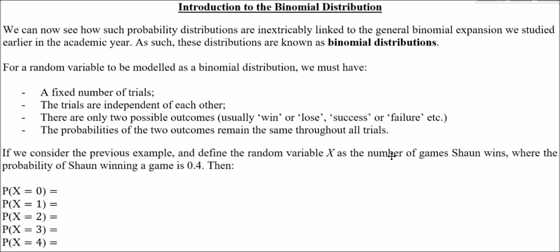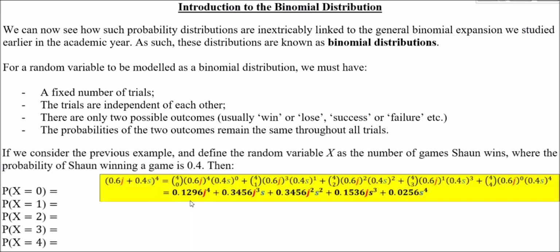So in our case, when we were having the games of pool, we could define the random variable x as the number of games that Sean wins, where the probability of Sean winning each game is 0.4. Then what we could do is work out all of these probabilities of him winning 0 games, 1 game, 2, 3, or all 4 games. And just a reminder of what we had from before, this is the distribution from before, and in bold are the coefficients. So the probability of him winning no games was the coefficient of j to the power 4. In other words, it's the same as when Jamie won all games, which is 0.1296.